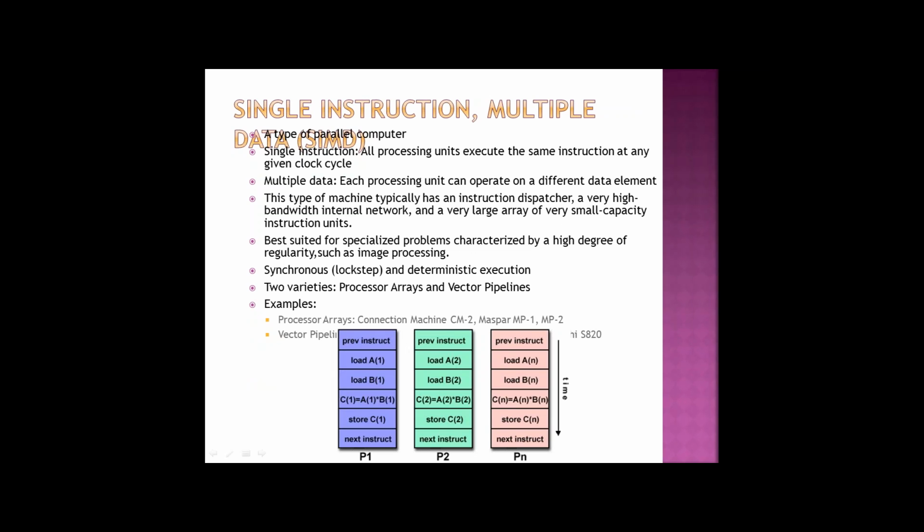Then single instruction with multiple data. This is a type of parallel computer. There is only a single instruction, but there are multiple data. Only a single instruction is executing at one clock cycle, but each processing unit can operate on a different data element. This type of machine typically has an instruction dispatcher, a very high bandwidth internal network and a very large array of very small capacity instruction units. It is best suited for specialized problems characterized by a high degree of regularity, such as image processing.